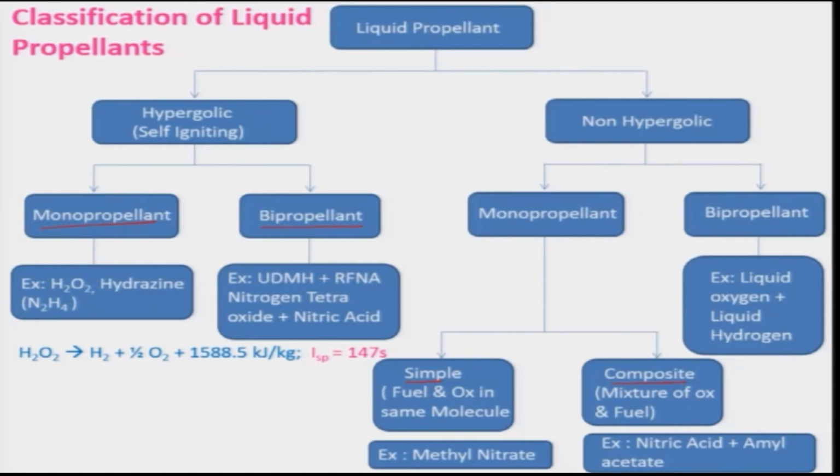It can give a little higher ISP, and the example is liquid oxygen and liquid hydrogen, which gives the highest specific impulse. Besides this, you can also use liquid oxygen and kerosene, and you can use other propellants as a fuel and oxidizer, which are used profusely.